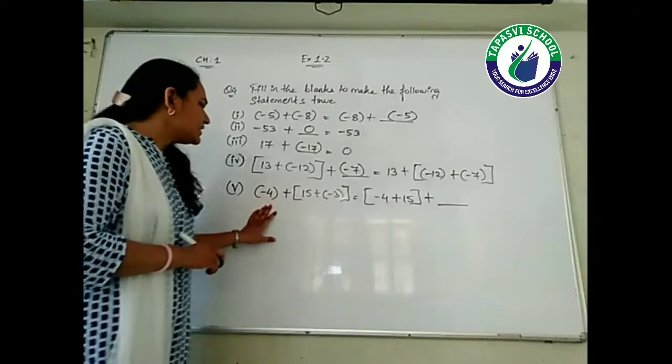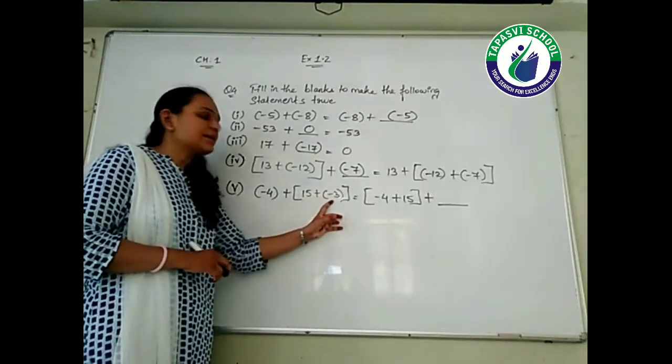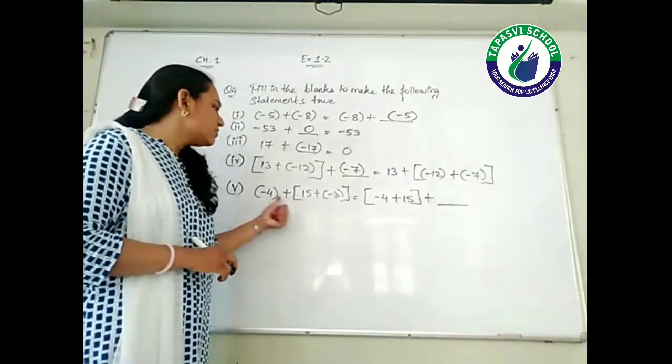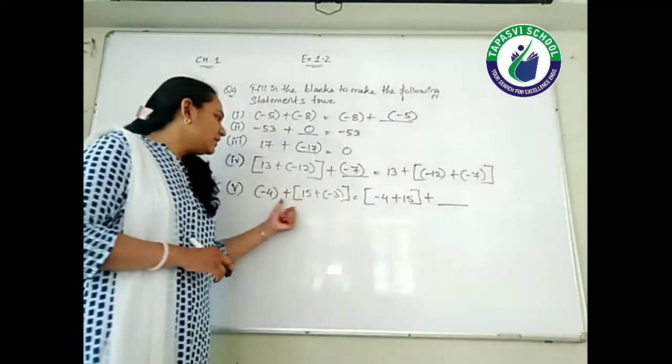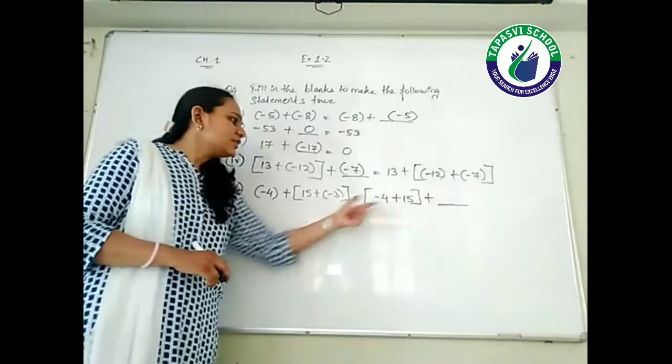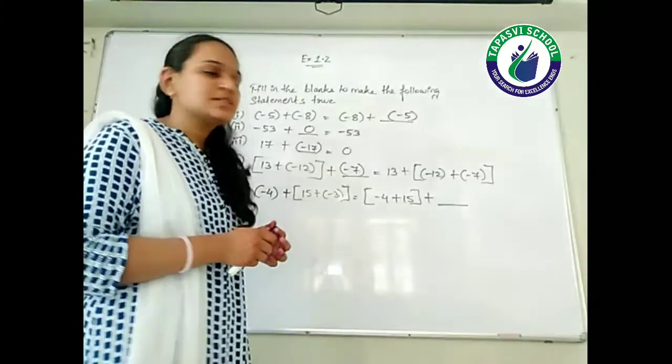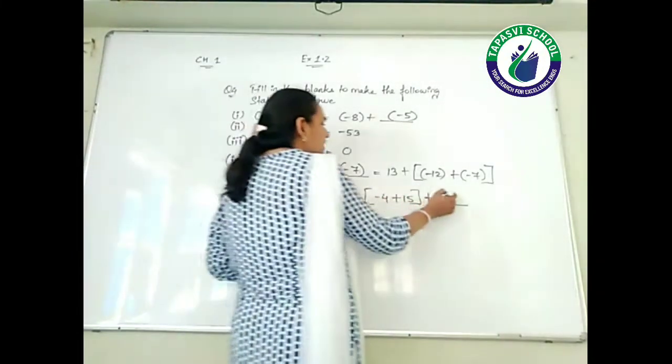Last one, minus 4 plus 15 plus dash. Right? So here minus 4 is there, 15 is also there, so which integer is missing? That is minus 3. So again, which property is coming into the picture?